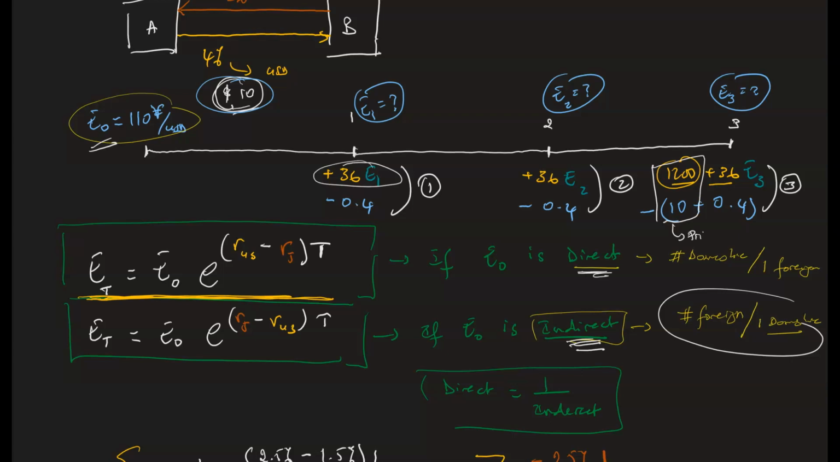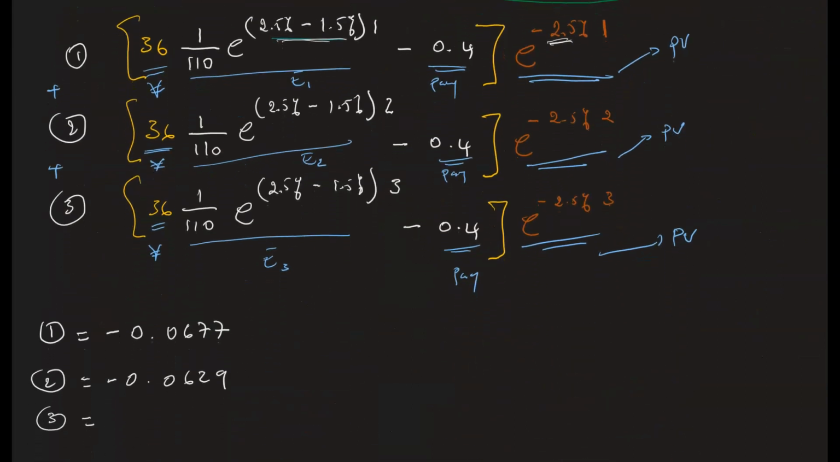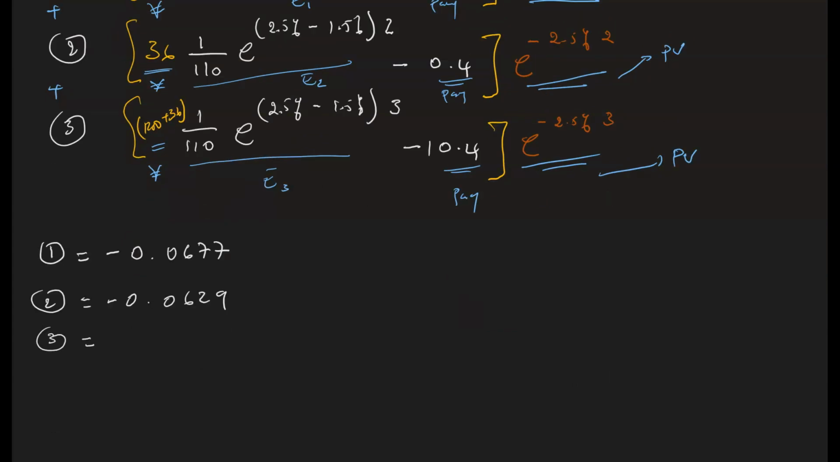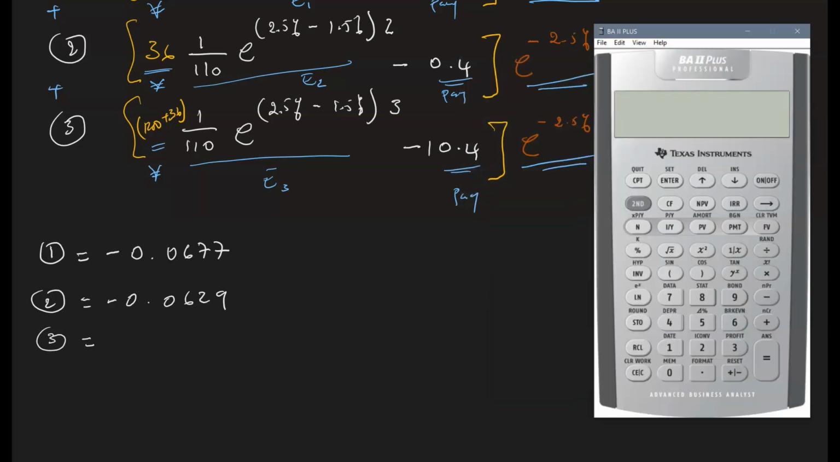So that's going to be the principal, and those are going to be the interest payments that we are receiving on that last cash flow. So our last cash flow is essentially going to be corrected here to be 1,200 plus 36, and then here is going to be minus 10.4. Alright, so now we can compute our third cash flow.